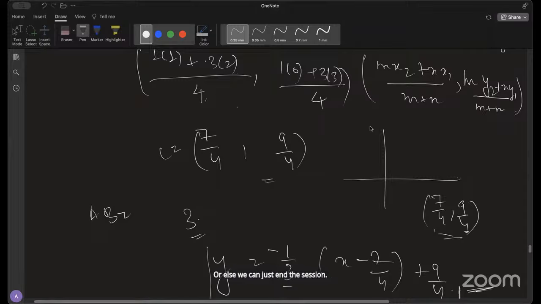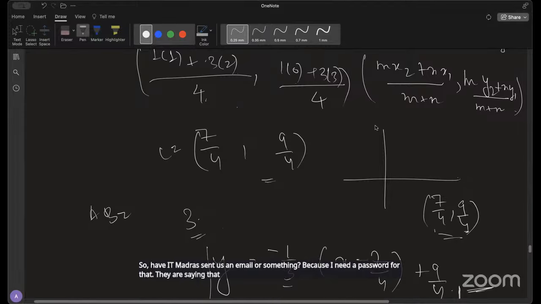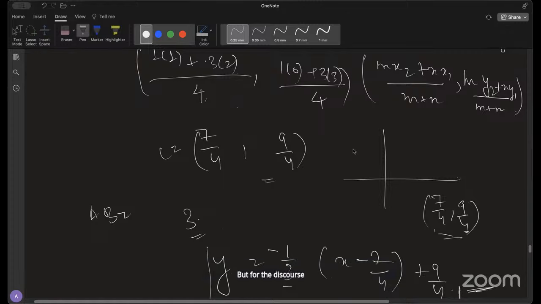And there is one doubt about the Discourse thing. If you wanted to log in, I need a password for that. They are saying that you need a password to log in to Discourse. I have my student email ID provided by IIT Madras, but for the Discourse thing they are asking for the password. I don't know if it has expired, because they might have sent it through email or something. I'm not sure about this.